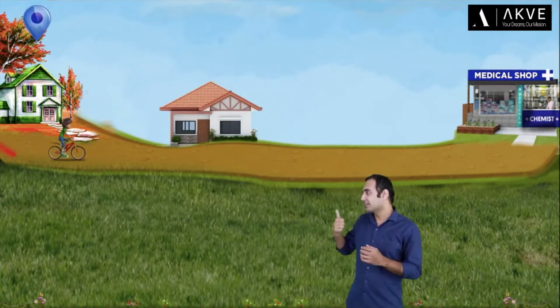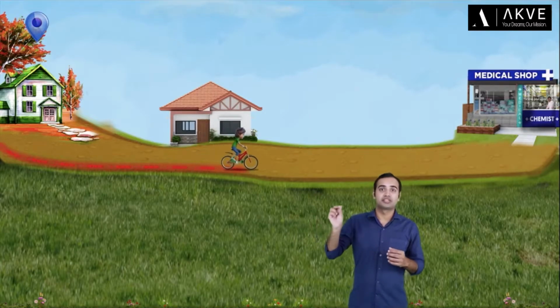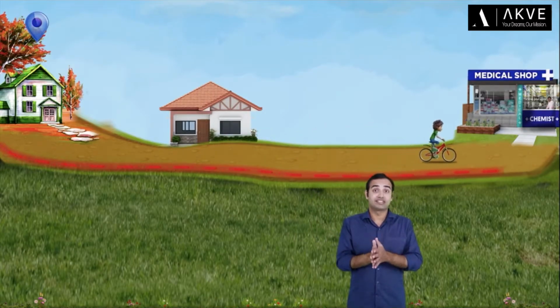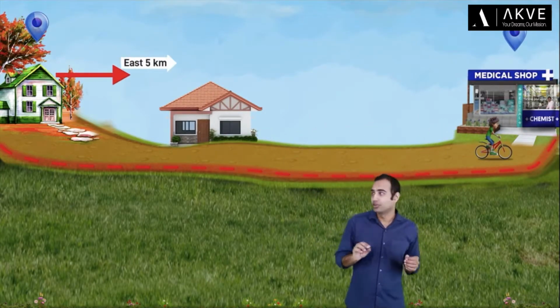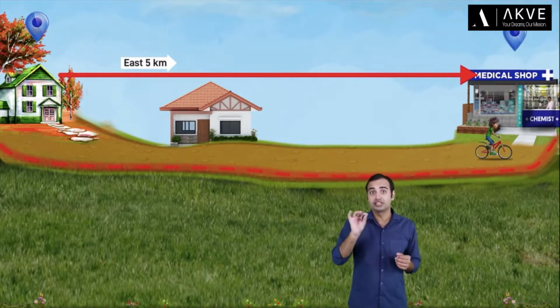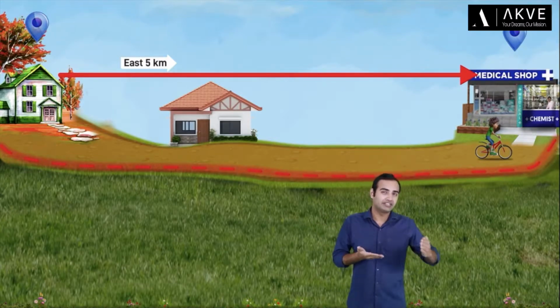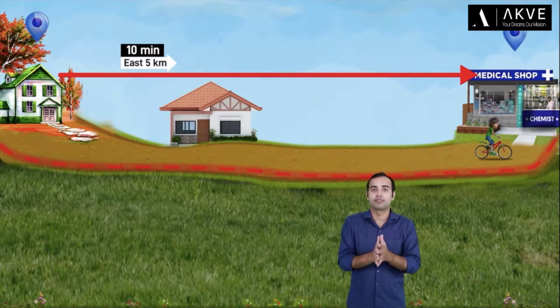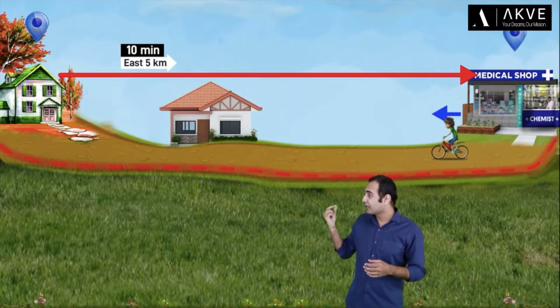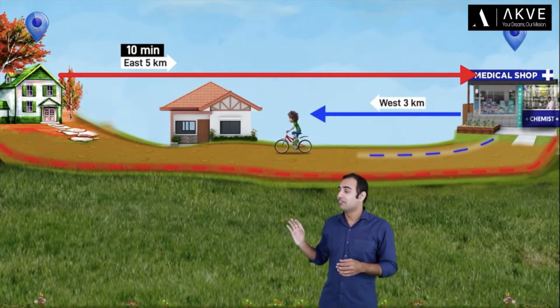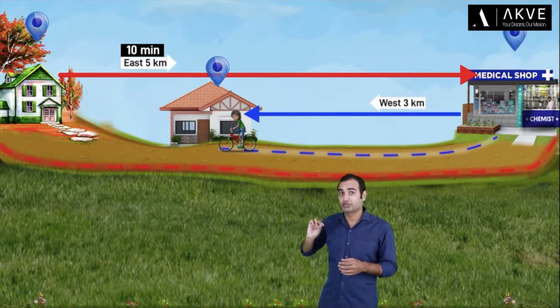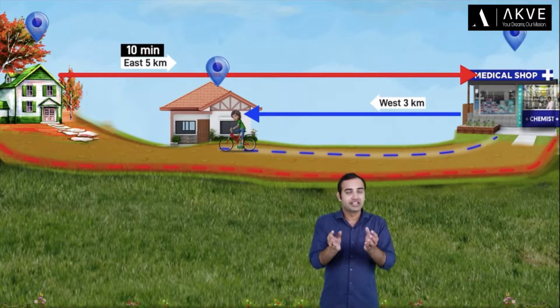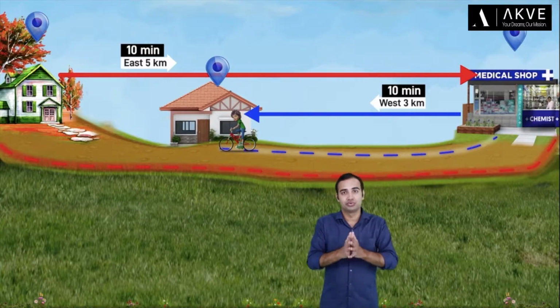And for that, let's consider a scenario where Jack decides to travel to a nearby medical store in his neighborhood to buy some medicine. Now, the medical store is 5 kilometers due east from his house, and Jack arrives at the medical store in 10 minutes time. Now, while returning, Jack goes to one of his friend's house, which is 3 kilometers due west from the medical store. And once again, Jack takes 10 minutes to do so.